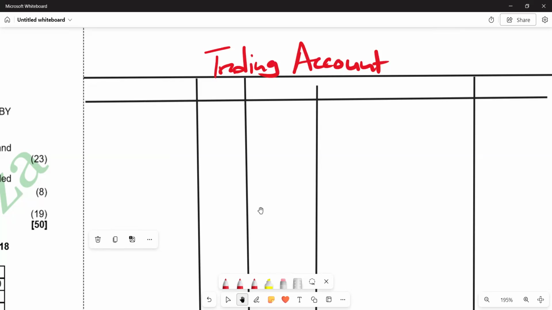When we are talking about sales and closing stock, they should be on the credit side. We should also take note of allowances and returns. Sales returns come on the debit side, and purchase returns come on the opposite side of purchases, on the credit side. Those are some of the things we are supposed to know, so that we don't have problems when we are preparing this trading account.